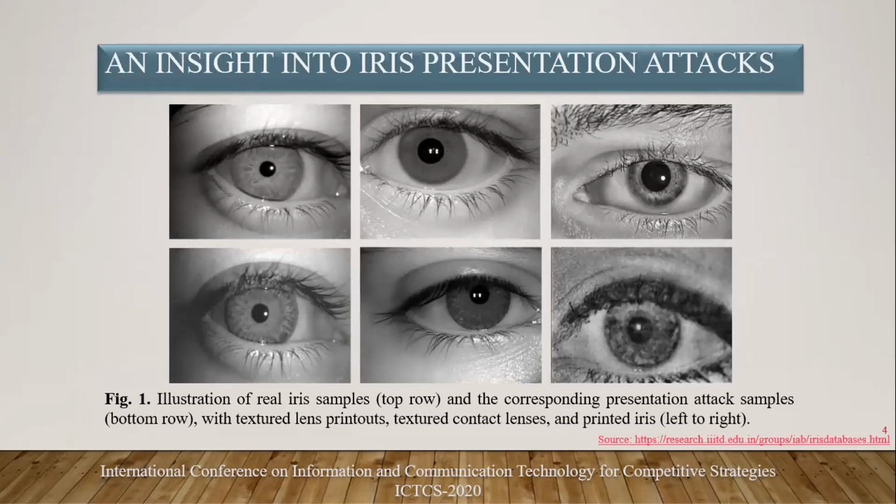Now, this diagram shows the discrimination, or the outlook, of real iris and the presentation attack samples. The top row is representing real iris images, and the bottom row is containing the presentation attack samples. In the first image, the person is wearing a textured contact lens, and it is a printed iris image. In the second, the person is wearing a textured contact lens, but it is not a printed image. And the third one is a printed image, but the person is not wearing a textured contact lens. So our ultimate goal is to differentiate between these categories of images and real ones. That's exactly what we are going to do.